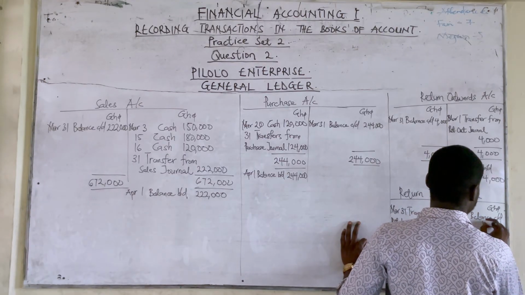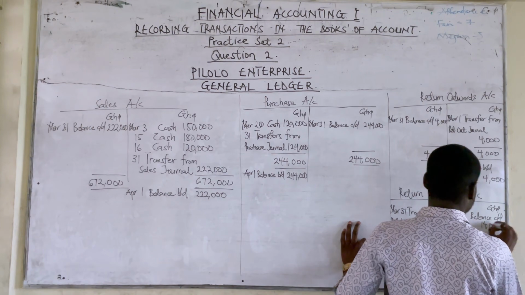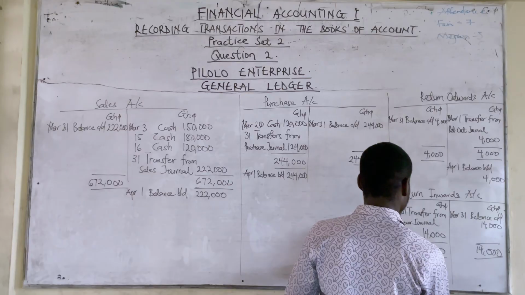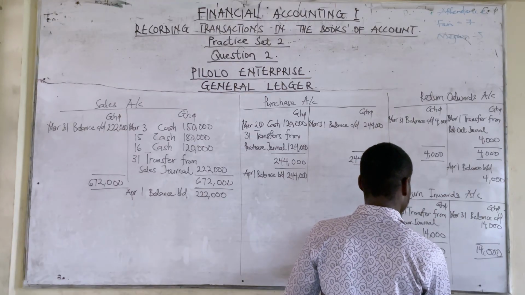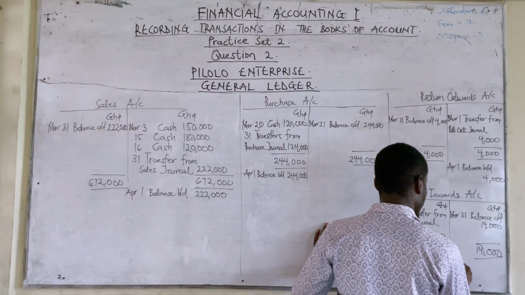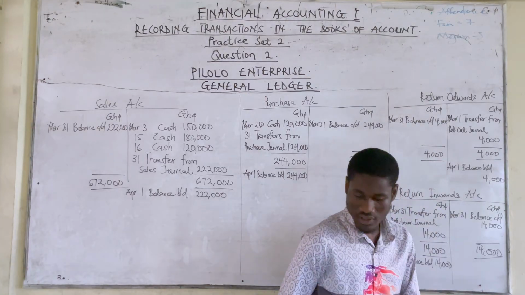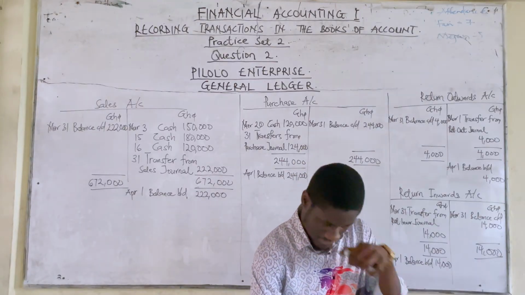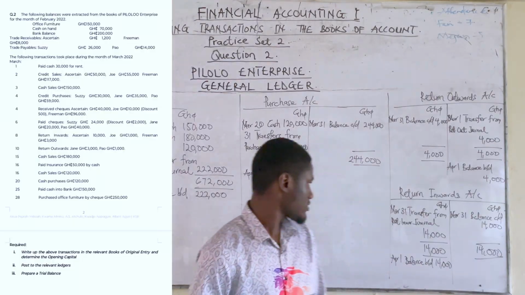Balance CD, which is the same 14,000. Okay. April 1st, balance BD 14,000. Do you get it? Good. Now we move on to other accounts involved.